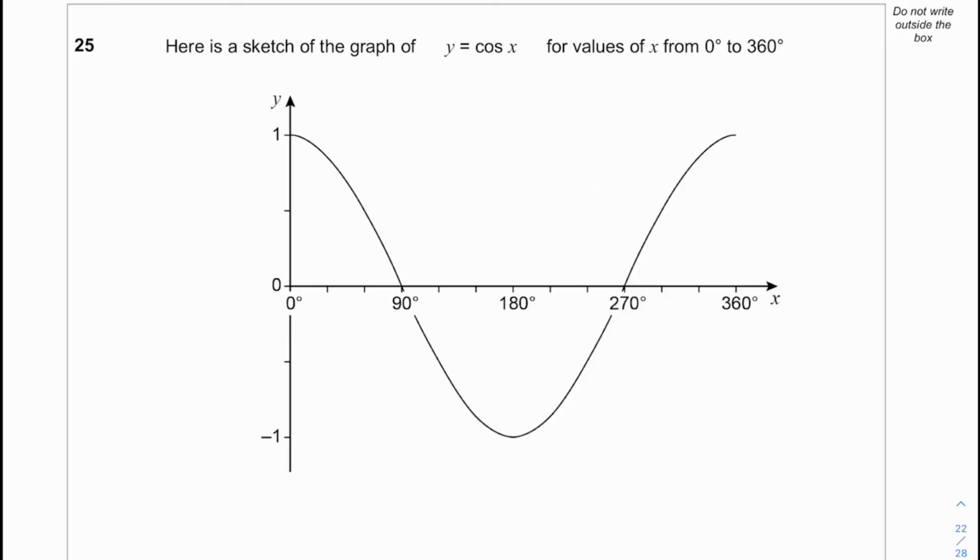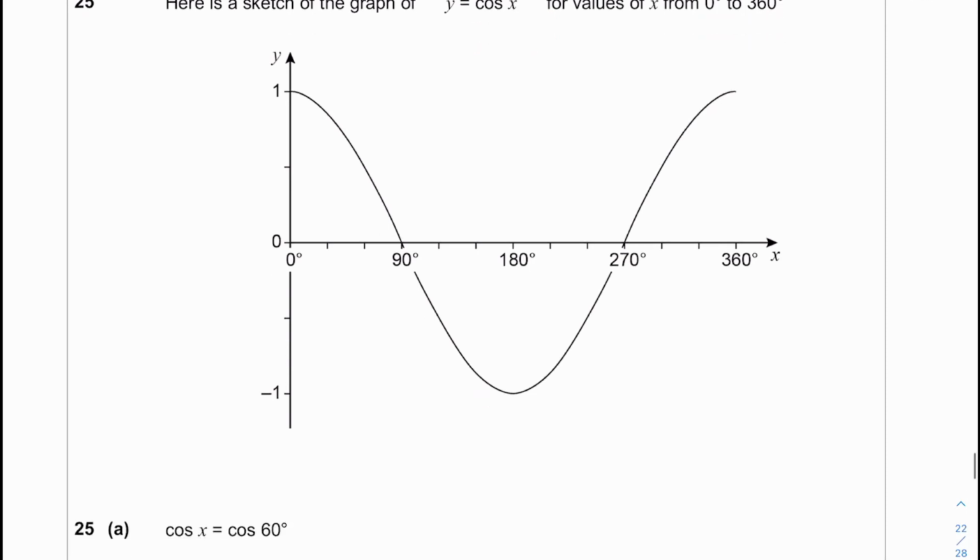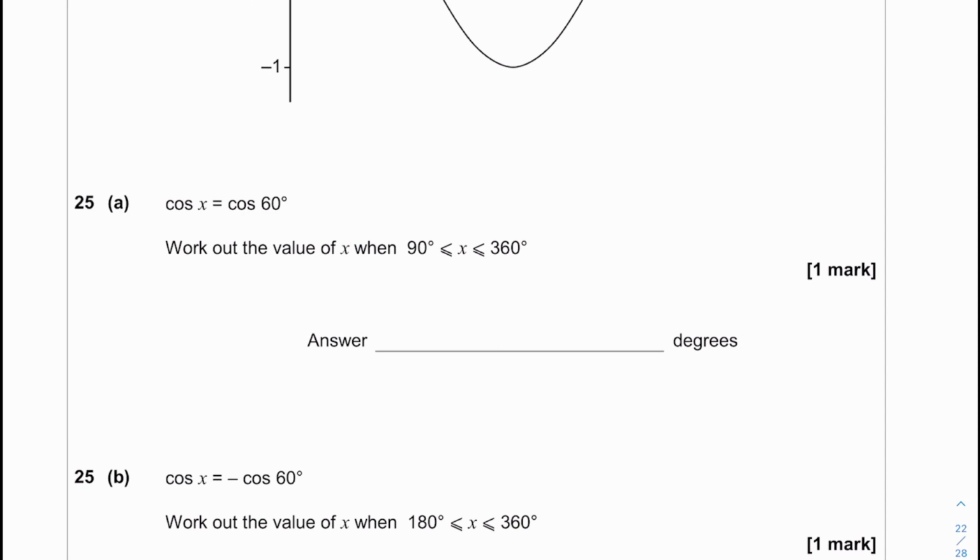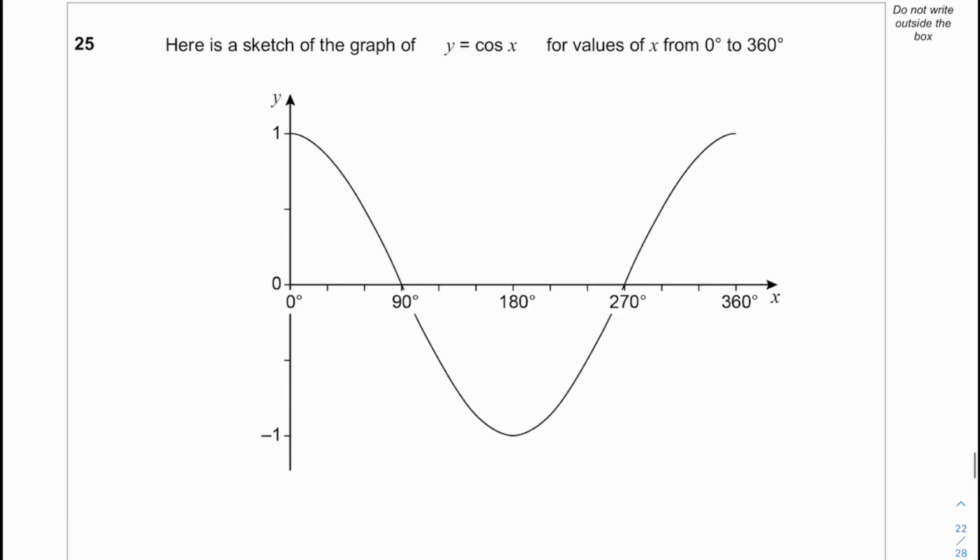Question 25, we are given the sketch of a graph y equals cos x from values of x from 0 degrees up to 360 degrees. And for part A, we are told cos x equals cos 60, and we need to work out the value of x when it is between 90 and 360 degrees. So an easy way to solve this question is to find cos 60 on our graph.